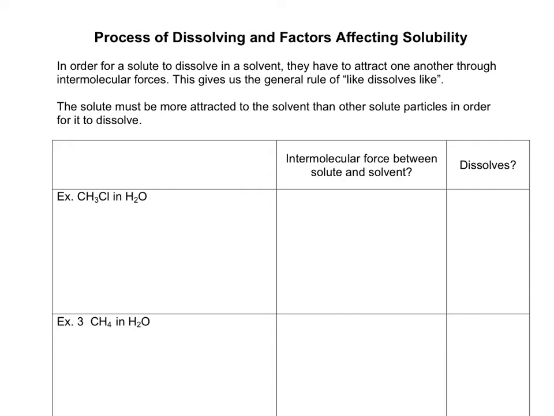The first step to figuring out if something will dissolve would be to draw the Lewis structure of the compound, determine the types of bonds it's held together with, and what type of compound it is, and then ask yourself, is there an intermolecular force that can be formed between the solute and the solvent? If there is a fairly strong intermolecular force, then the compound will dissolve. Here are some examples showing that process.